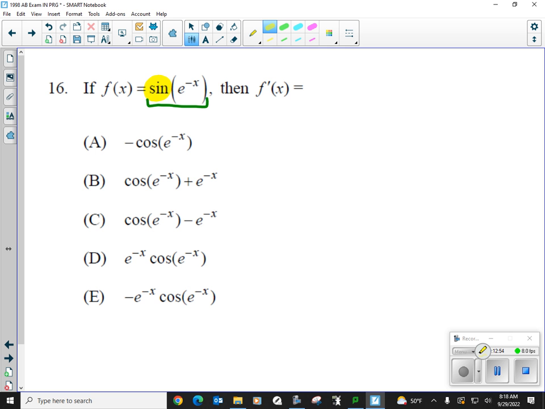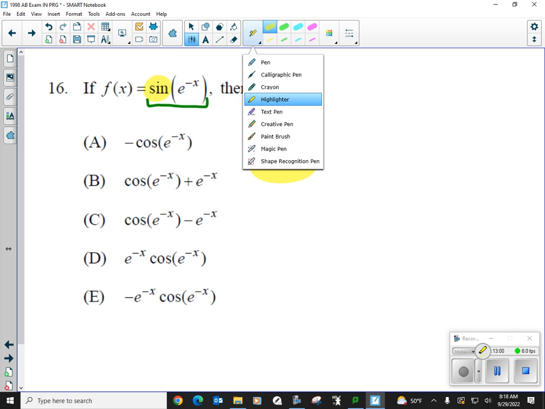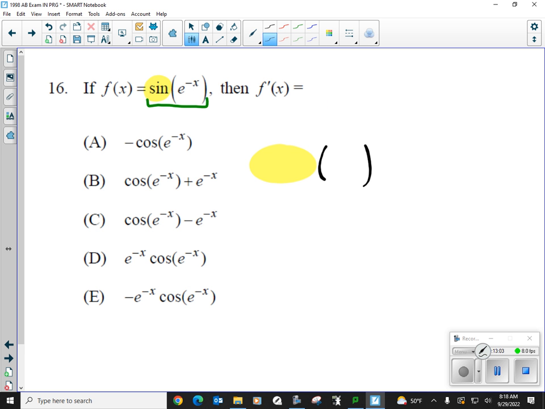I'm going to take the derivative of this, and that will go there. The inside will stay the same. This won't change. So the derivative of sine is cosine of e to the negative x. Now, what the chain rule tells me is at this point, I multiply it times the derivative of the inside. The derivative of e to the negative x is always, we always start out by just rewriting it, e to the negative x times the derivative of whatever the exponent is, which is negative 1.